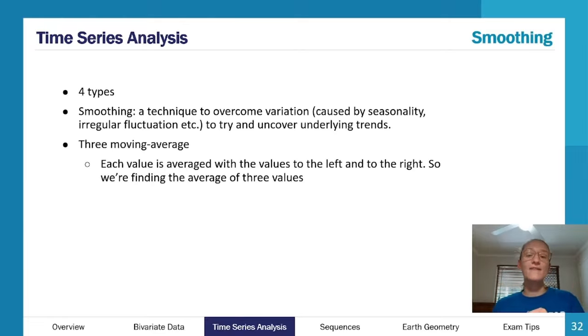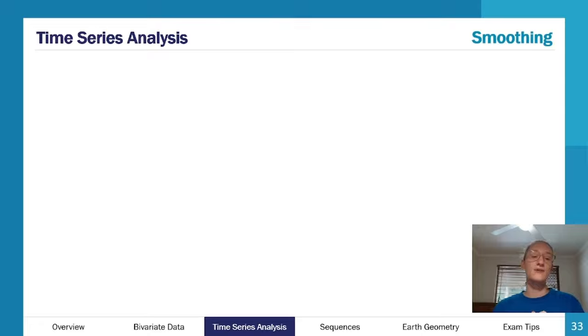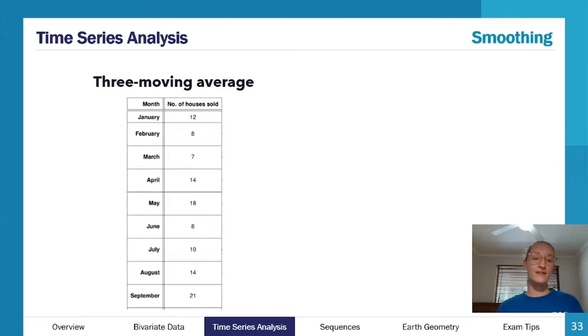So we're finding the average of 3 values. And because we take the point to the left and the point to the right, we actually can't smooth the first point and the last point, because there's no point to the left of the first point and there's no point to the right of the last point. So we do lose our first point and our last point, but we are able to smooth all the values in the middle. So to illustrate the 3 moving average, here we have some time series data.